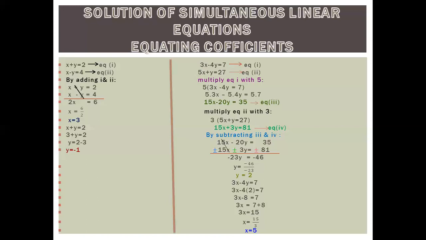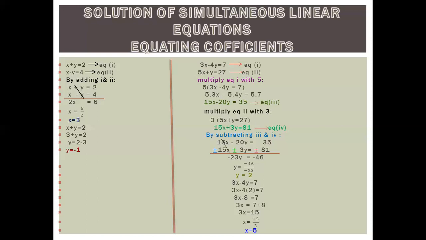Come to the other type of the equation. You see that in both equations, the coefficients of x and y are different from each other. In equation 1, 3x minus 4y is equal to 7 and 5x plus y is equal to 27. We want to eliminate the value of x, only then we can calculate the value of y.